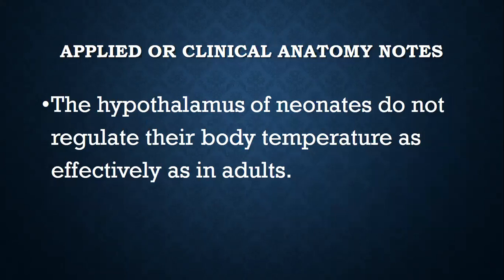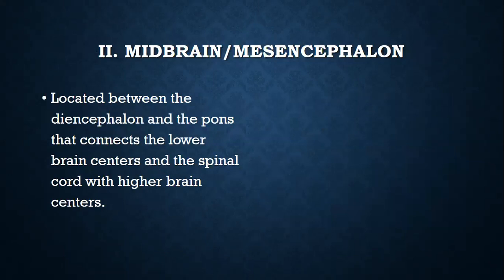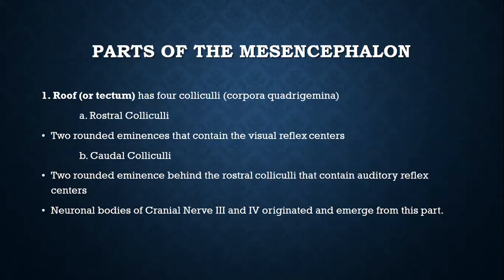Now we go to the midbrain or the mesencephalon. This is located between the diencephalon and the pons and connects the lower brain centers and the spinal cord with the higher brain centers, which is the cerebrum or the telencephalon. So the parts of the mesencephalon, we have the roof or tectum, which has 4 colliculi. So they have rostral colliculi, which is composed of 2 rounded eminences that contain the visual reflex centers. And we also have the caudal colliculi, which are 2 rounded eminences behind the rostral colliculi and contain the auditory reflex centers. So the neuronal bodies of cranial nerve number 3 and 4 originate and emerge from this part.